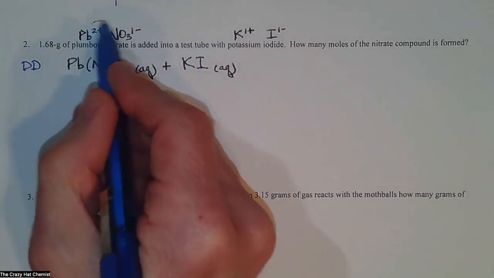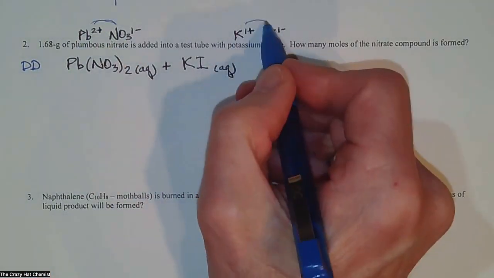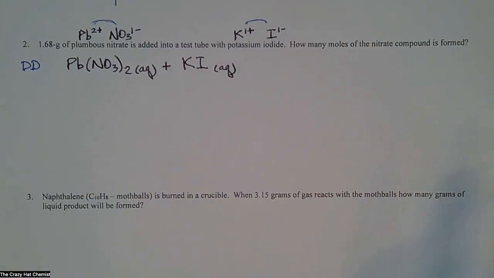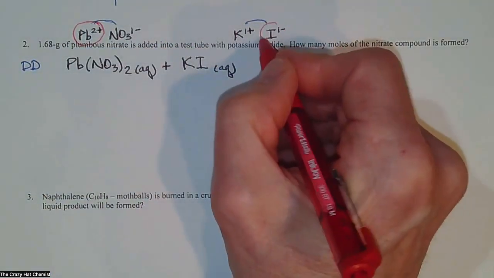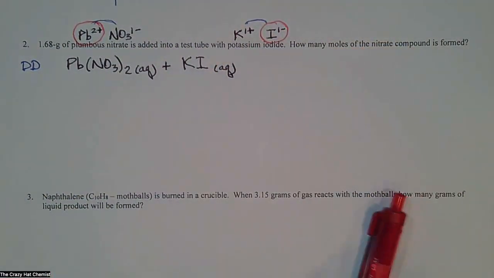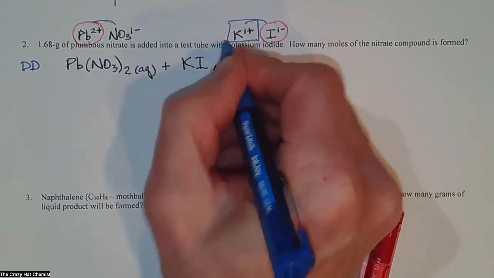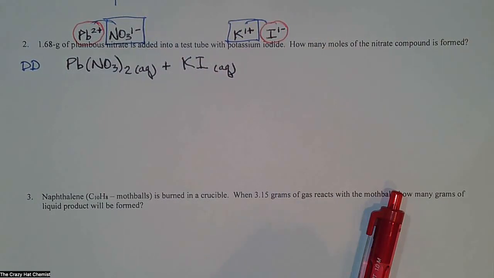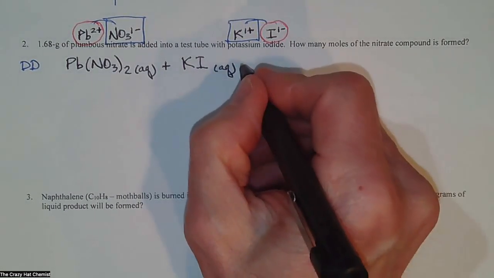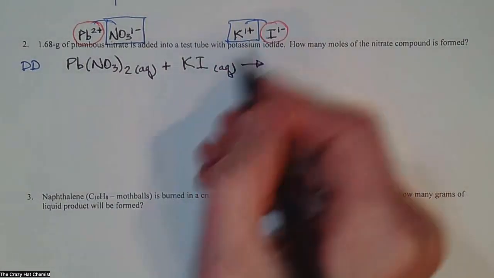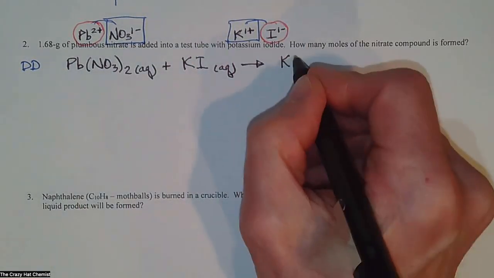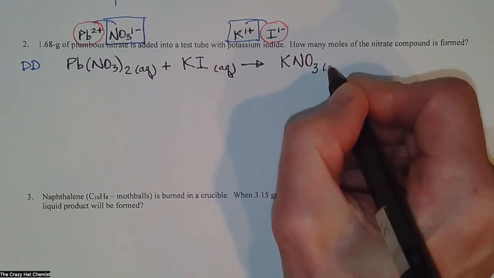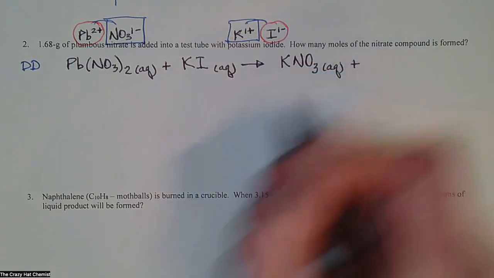So you can see that I combined these two here to come up with one set of reactants, these two to come up with the other set of reactants. To come up with the products, I'm going to take this cation and combine it with the other alternate anion, and then this cation and combine it with the other alternate anion. And it doesn't matter which one you write first, which one you write second on the product side. So I'm going to combine the potassium and the nitrate together. So that's KNO3. And again, all nitrates are aqueous, so that's not a problem right there.